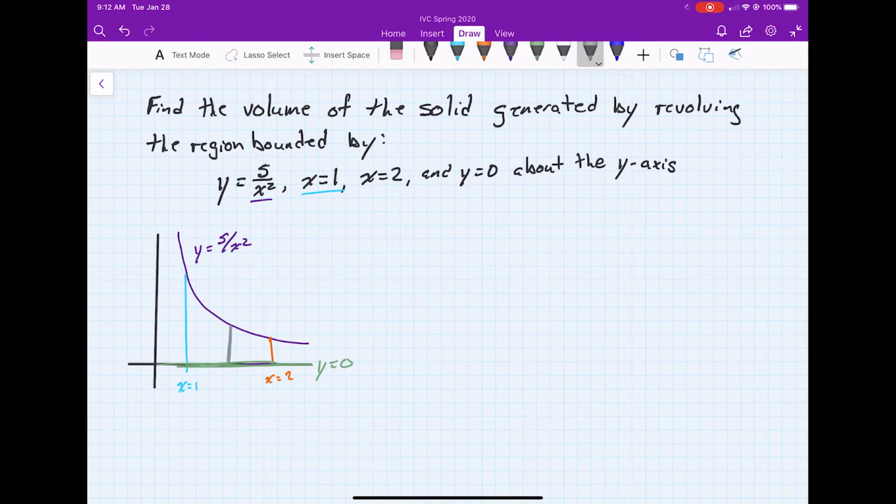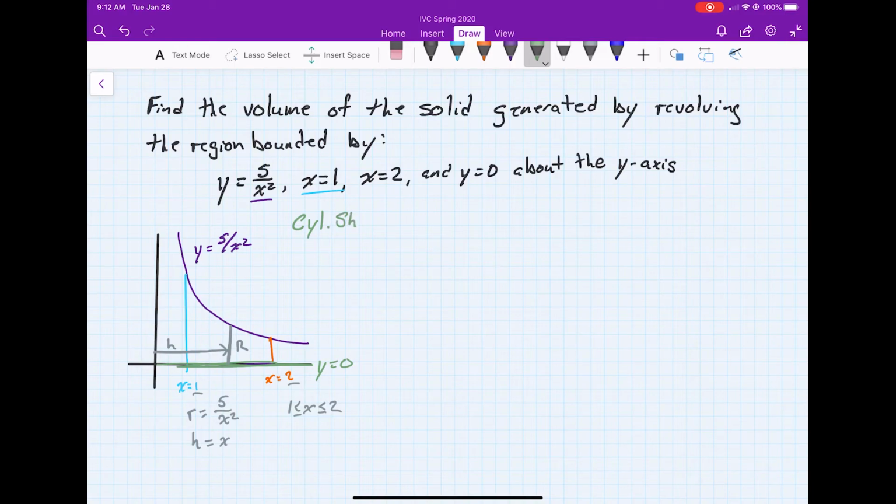And how we do that is this right here will be defined as our radius. And we'll put that here as, well, our radius is going to be 5 over x squared, because every point on the upper part is going to be 5 over x squared. This part is going to be defined as our height, and our height in this case is going to be just the x value. So we are going from 1 to 2. So 1 is less than or equal to x less than or equal to 2, and I got those numbers from here and here.